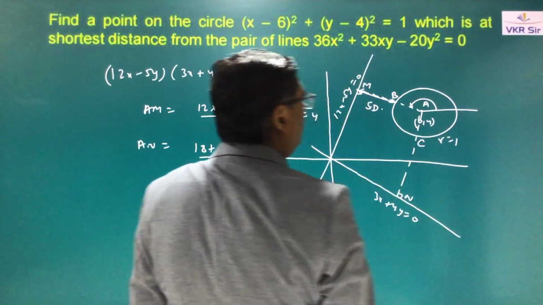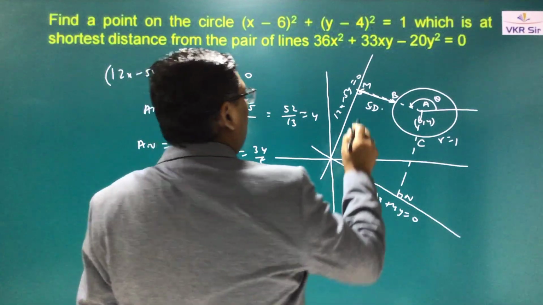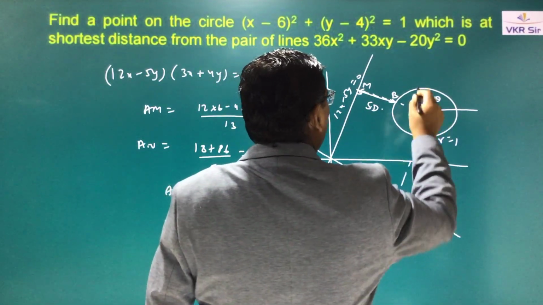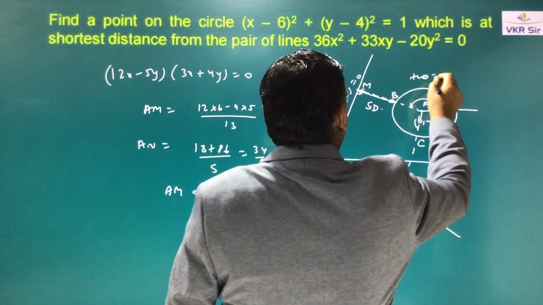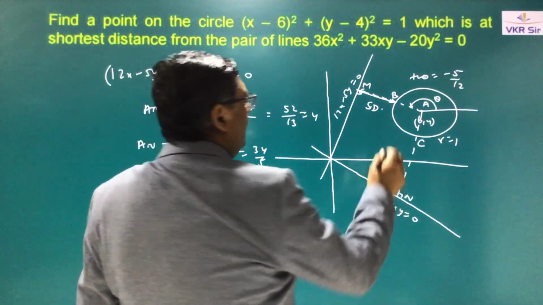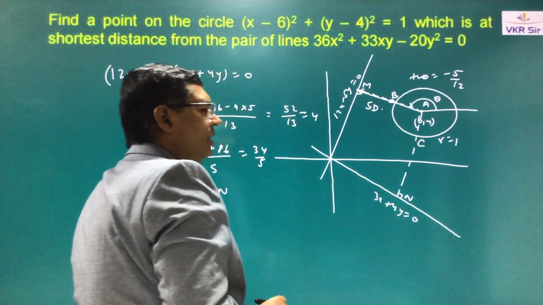So, this slope theta will be how much? It will be perpendicular to this line. This line has got a slope of 12 by 5. So, this tan theta will be measured as minus 5 by 12. Okay, and we will use parametric coordinates, travel from A to reach B.